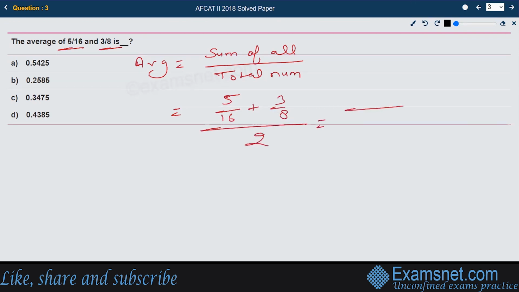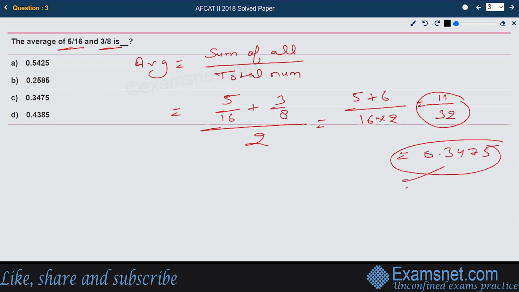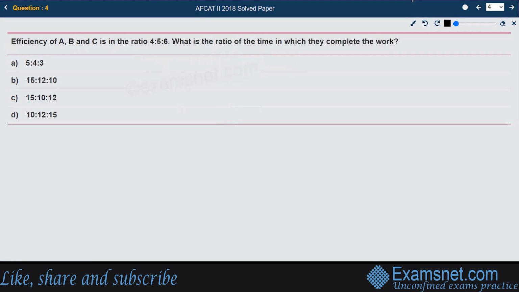If you solve this further, we can take it like this, 16 into 2, and then this is 5 plus 8, 2 sixteens, 2 threes are 6, so it is going to be 11 by 32 for us. If we further solve this 11 by 32, we're going to get 0.3475. 0.3475 is the average. So option number C is right. Let us have the next question.